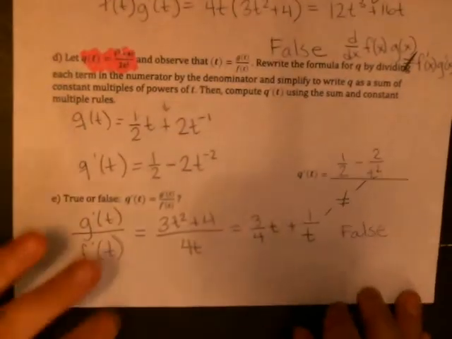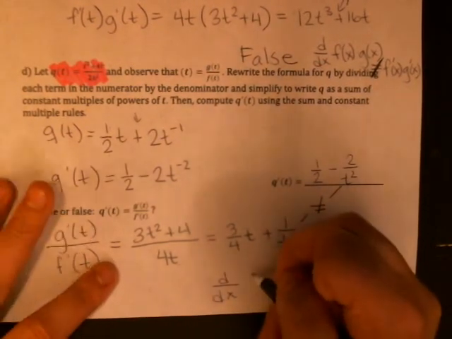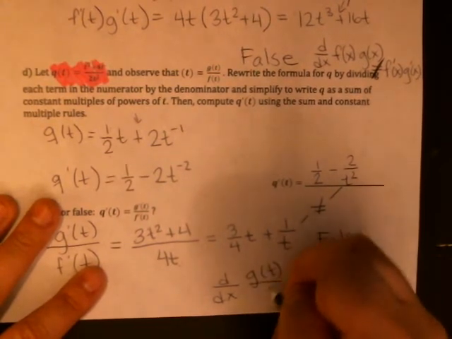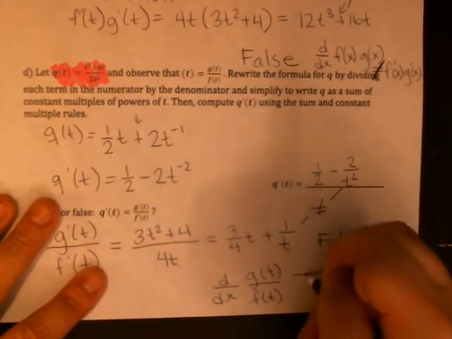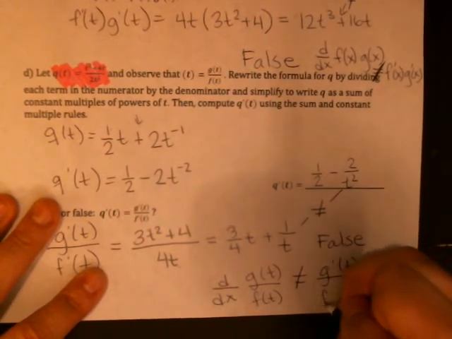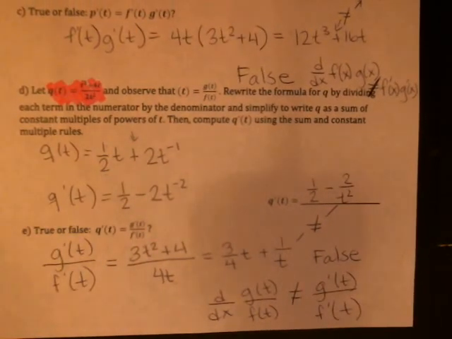So here again, I want you to be really clear on the fact that the derivative of a quotient is not equal to the quotient of the derivatives. So you can't just take the derivative of the top and bottom separately.